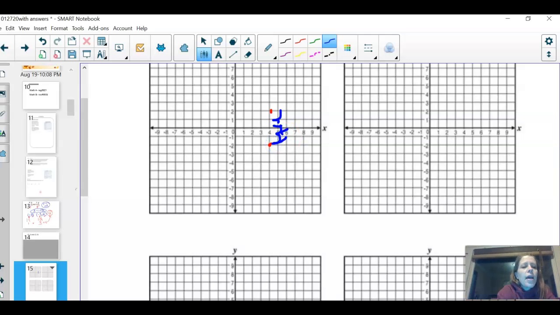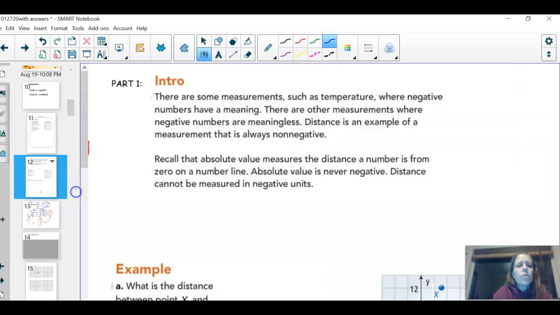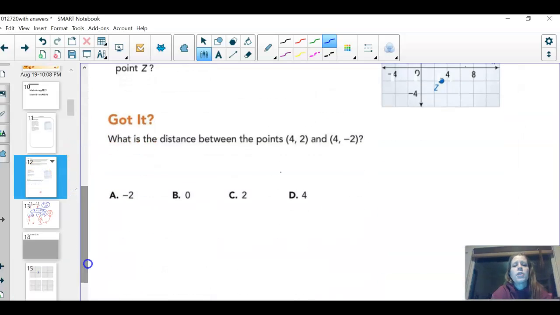Okay, but let's go ahead and use our other system. So I'm going to look at which number is the same. ¿Cuál número es el mismo? 4 y 4. Estos son los mismos. These are the same. So I need to look at the 2 and the negative 2. Okay? So if they're on the same side, if they're both positive or they're both negative, I'm going to find their absolute value and subtract.